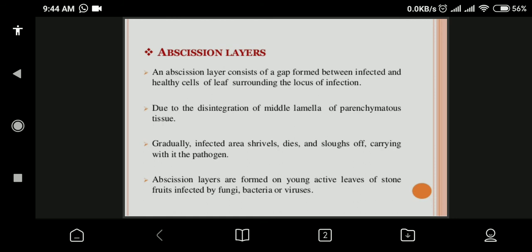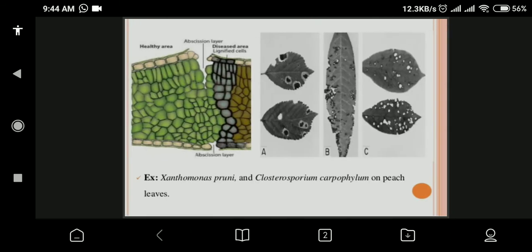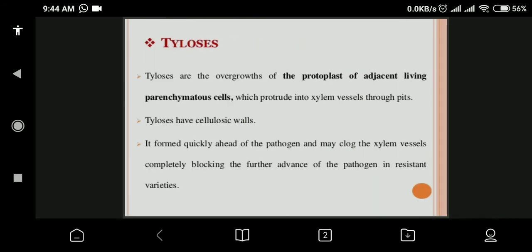Gradually, the infected area shrivels, dies, and sloughs off, carrying the pathogen within. Abscission layers are formed on young active leaves of stone fruits infected by fungi, bacteria, or viruses. This is the diagram showing the formation of the abscission layer in this section of leaf, and it stops the further spreading of infection in the plants.